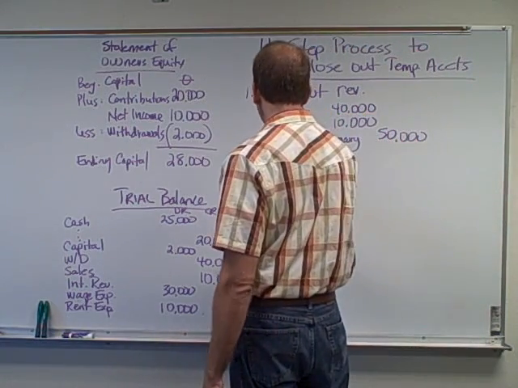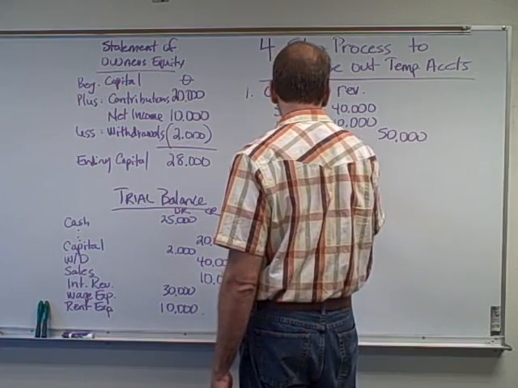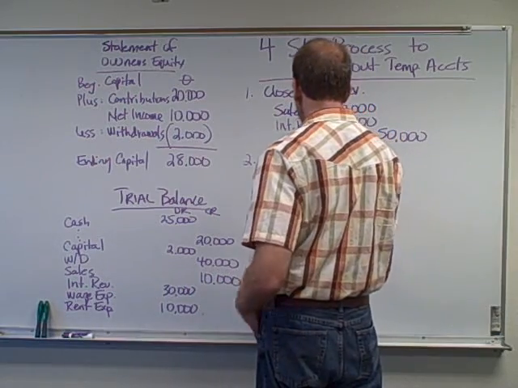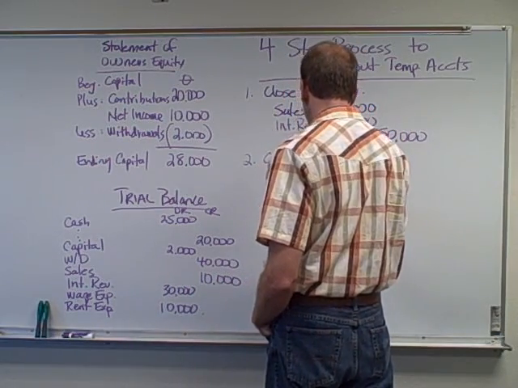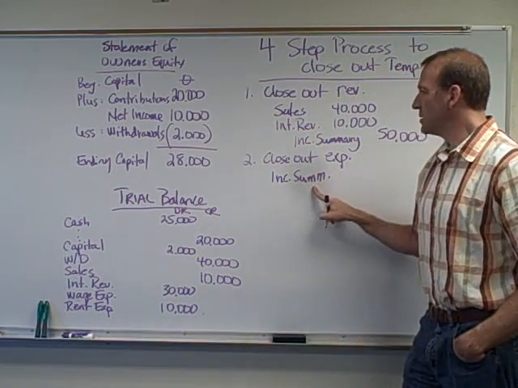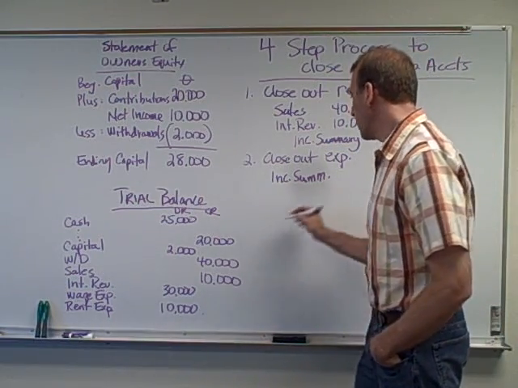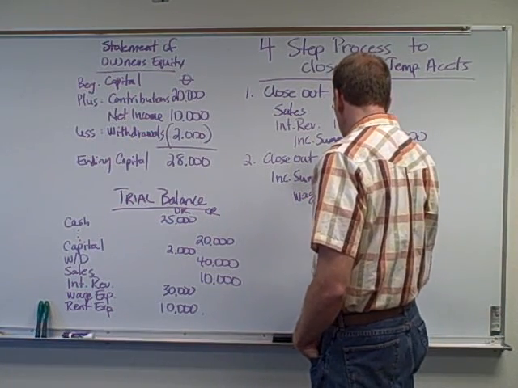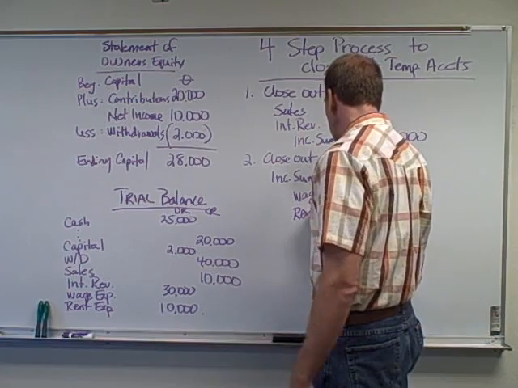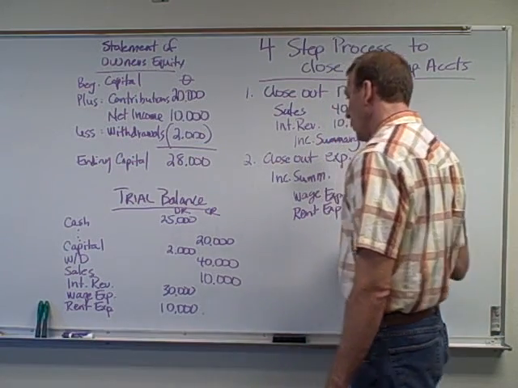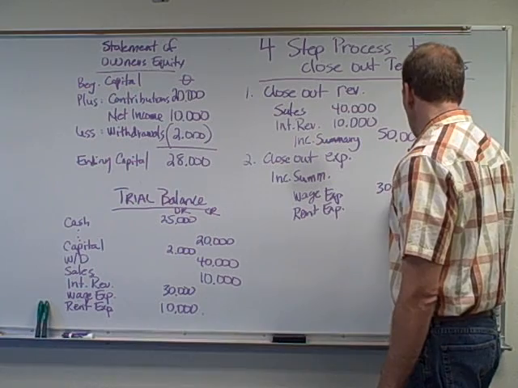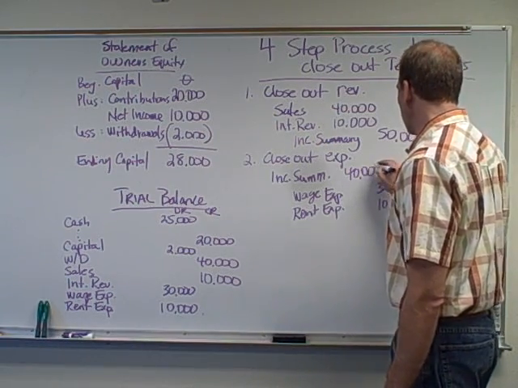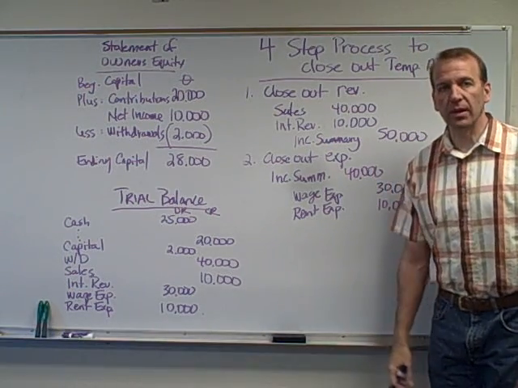The second step is to close out our expense accounts. We have two expense accounts. To close those out, we're going to credit wage expense and rent expense, and debit income summary. Wage expense was 30,000. Rent expense was 10,000. So the two of those together equal the closeout of 40,000 to the income summary.